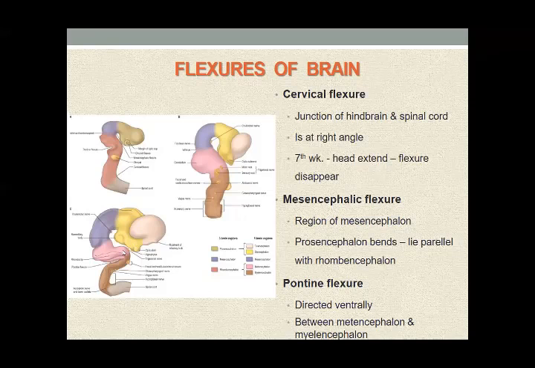When they are lying parallel to each other, this mesencephalon, the midbrain, is pushed relatively outwards, and a bend is produced. See this bend here. This bend is produced because while it was straight it was fine, but when the forebrain bends forwards and comes to lie close to the metencephalon, as a result, this bend is produced.